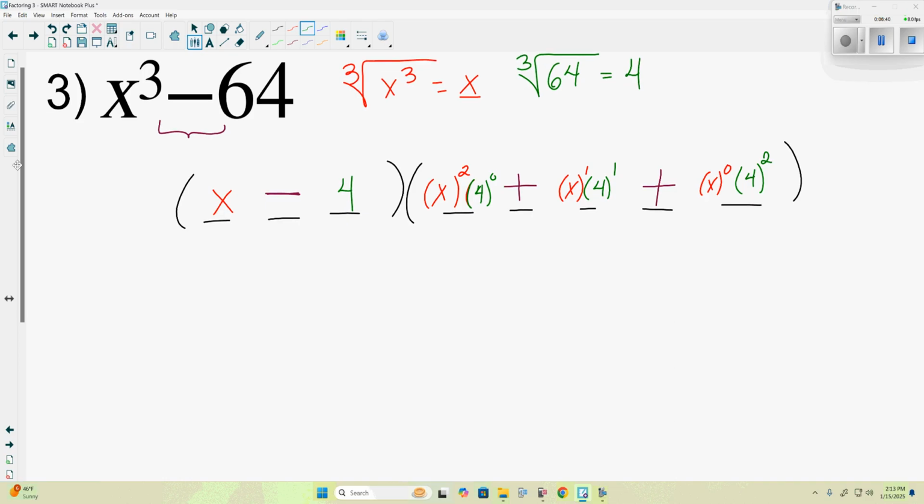Questions on this here? We ready for the last part? Last thing we got to do is simplify. Now the x minus 4 is already as simplified as it gets.